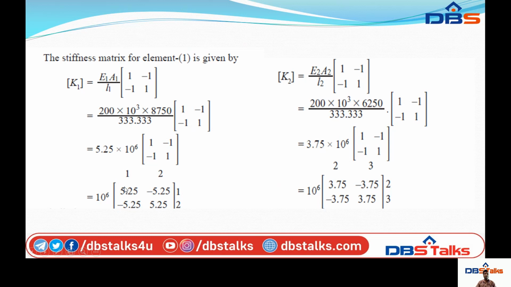For understanding purposes, I am writing the node numbers on the top side and right side. For element 1, the nodes are 1 and 2 on the top and right side. For element 2, the nodes are 2 and 3, and 2 and 3.